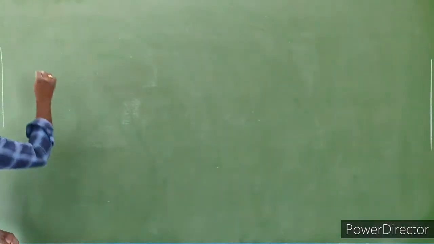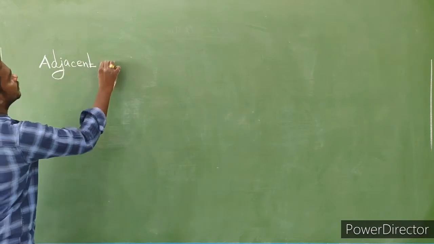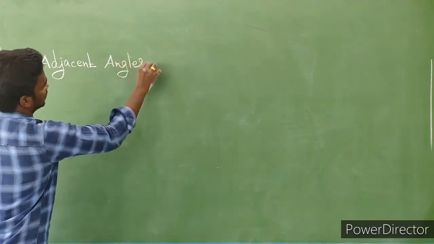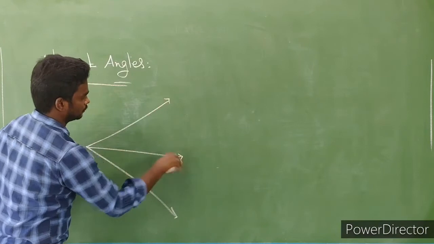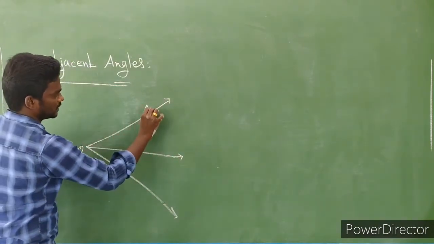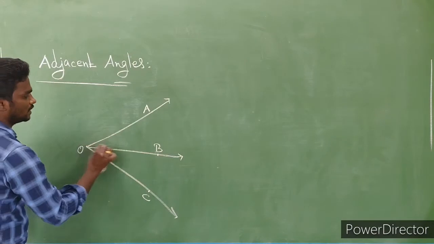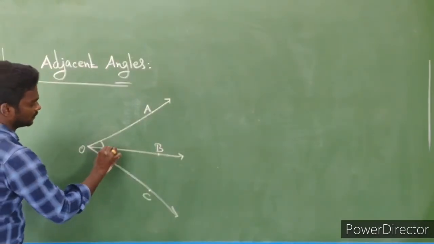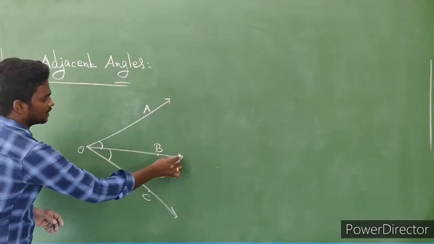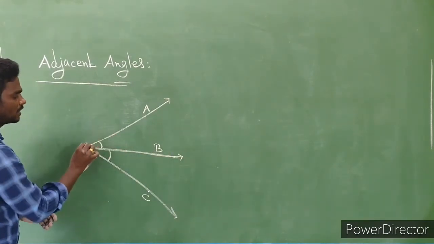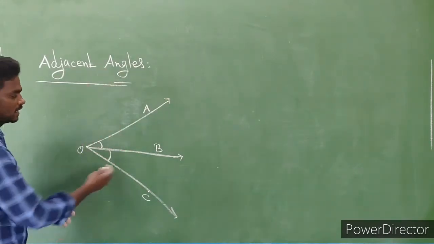So next, what is adjacent angles? What is meant by adjacent angles? Here OA is a ray and OB is another ray. Next, OC is another ray. Here angle AOB and angle BOC are called adjacent angles because these two angles have the common arm and common vertex point. When two angles have the common arm and common vertex point, they are called adjacent angles.